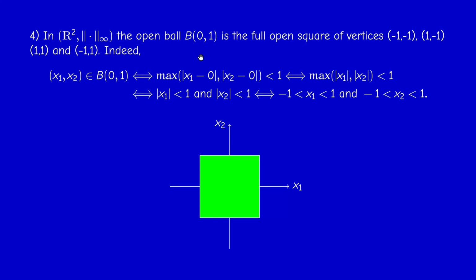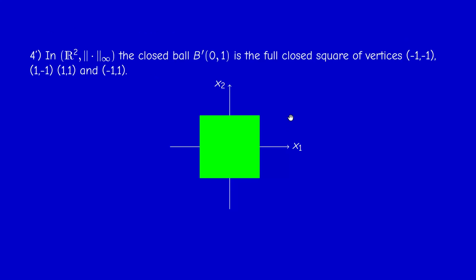More generally, you can see that the ball of center A and radius R is also a square, but the center would be A and the side of the square would be 2R, because here the length is 2. And similarly for the closed ball, the closed ball is just the full closed surface, so we include the boundary actually.